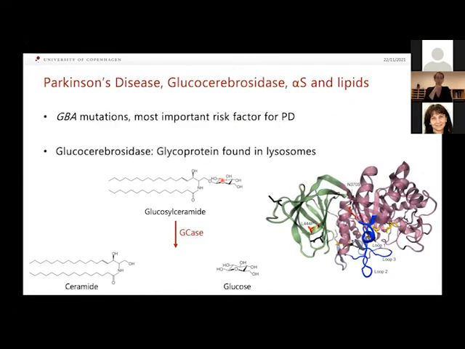One particular risk factor that is highly relevant in order to understand the link between lipids and Parkinson's disease is mutation of the GBA gene. This is actually the most important risk factor for Parkinson's disease. This gene, GBA, encodes the protein glucocerebrosidase, and you can see here a structure of the protein. It is a glycoprotein found in the lysosome and is responsible for the conversion of glucosylceramide into ceramide and glucose. Usually, mutation of this GBA gene alters the function of GCase and leads to the accumulation of glucosylceramide.